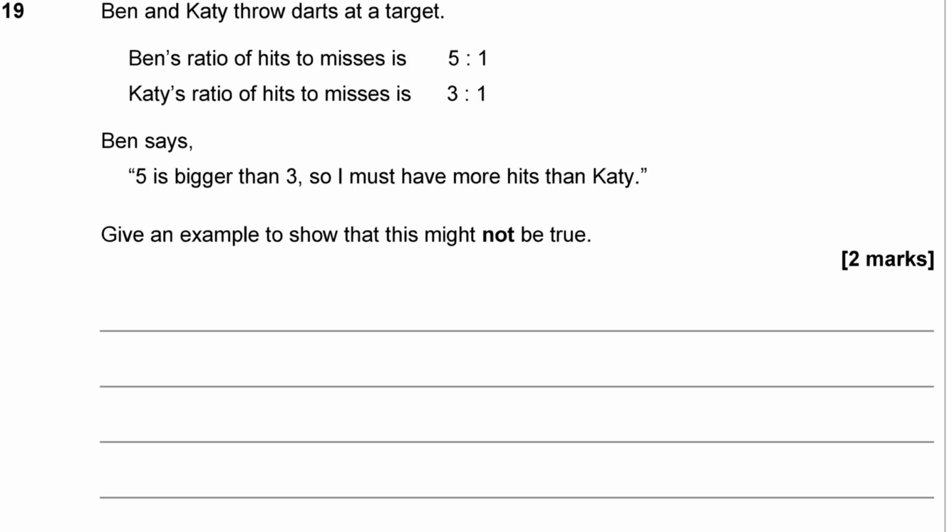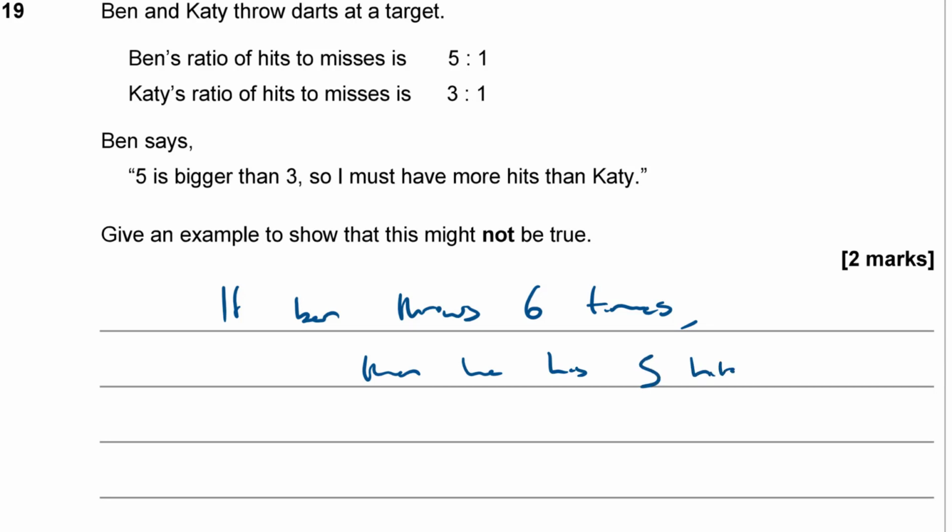Okay, so a ratio is just the amount of hits to misses. So let's say that Ben threw 6 times. So if Ben throws 6 times, then he has 5 hits and 1 miss. Okay, so let's have a look at Katie. She hits 3 times for every 1 time she misses. So 3 plus 1 is 4. So in the fourth row, she hits 3 times and misses once.